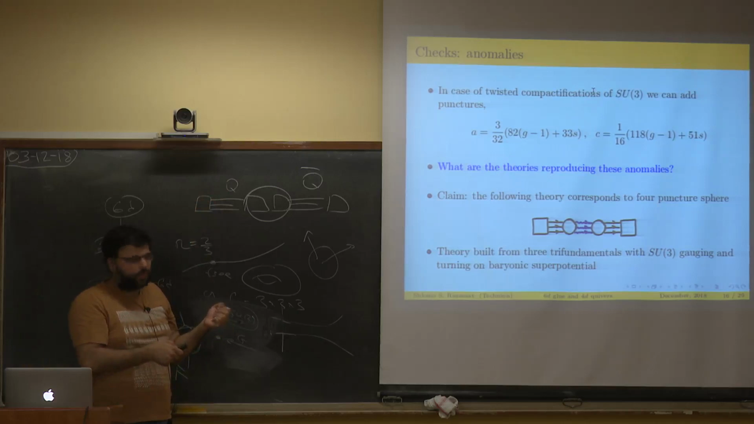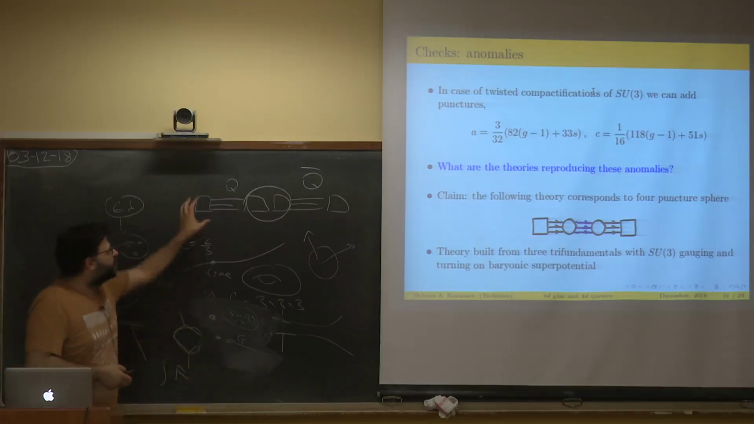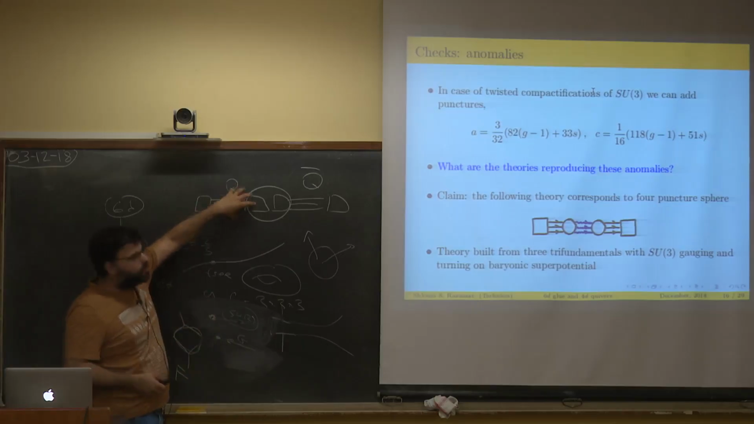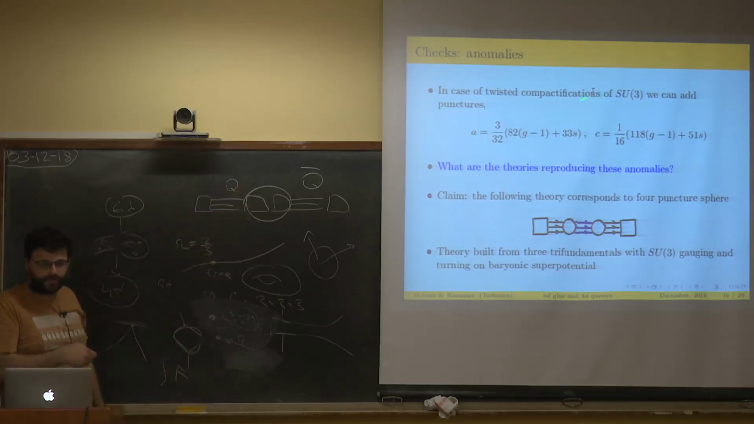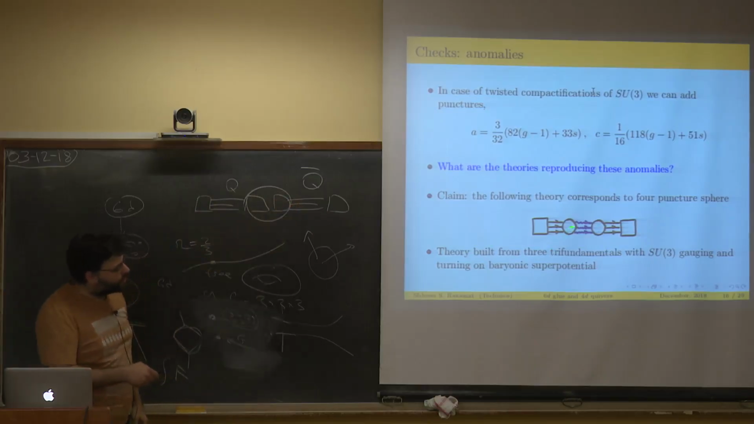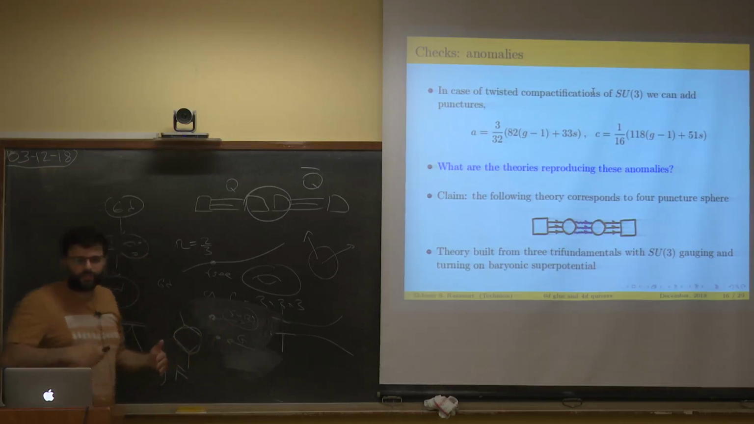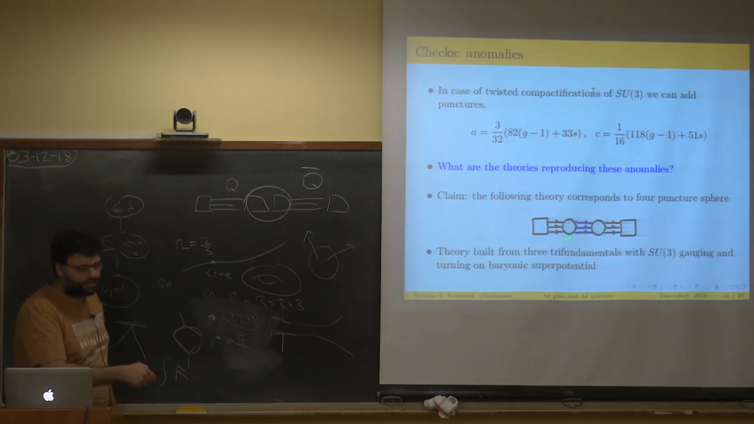Okay? So, for example, we can ask what is a four-punctured sphere? A sphere with four punctures with four factors of SU3 symmetries. Can we build something from such blocks which will produce the right anomalies? Okay? And here is the theory you can consider. You take actually three such blocks, gauge two SU3 symmetries, and you turn on these wiggly blue lines, which correspond to turning on generic baryonic superpotential. So these are like quarks in fundamental. So we just turn on the generic baryonic superpotential for these fields and no superpotential here.